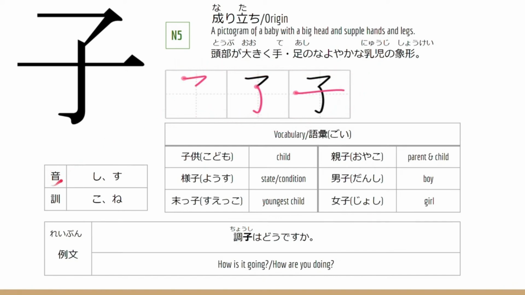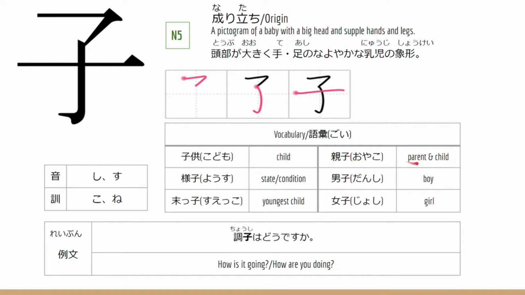Now let's go into the onyomi and kunyomi of this kanji. The onyomi is shi or su. And the kunyomi is ko or ne. Now let's go into the vocabulary or 語彙: 子供, this means child. 様子, this means state or condition. 末っ子, this means youngest child.